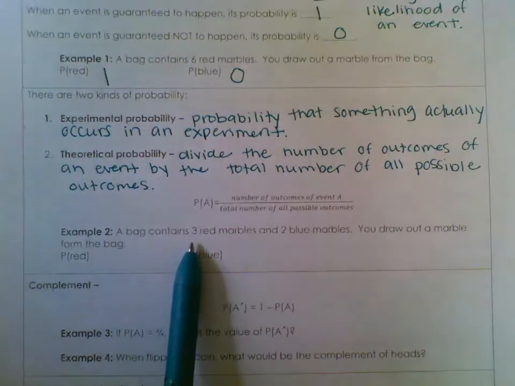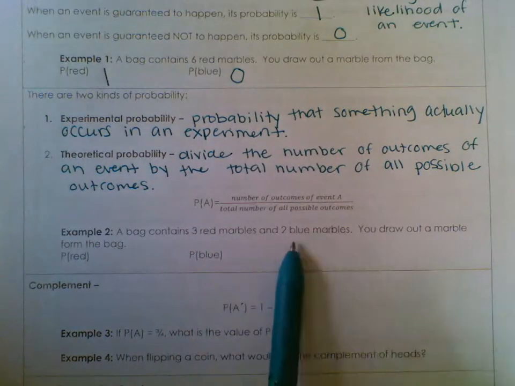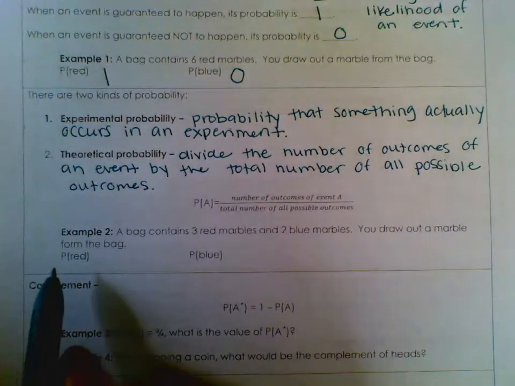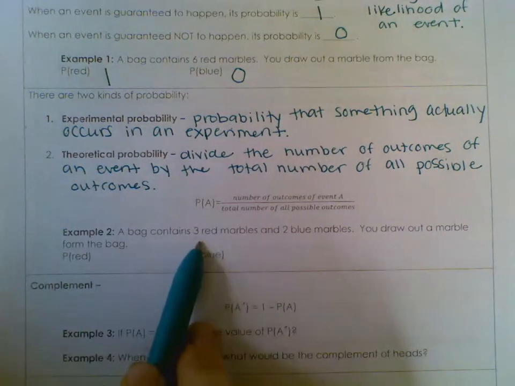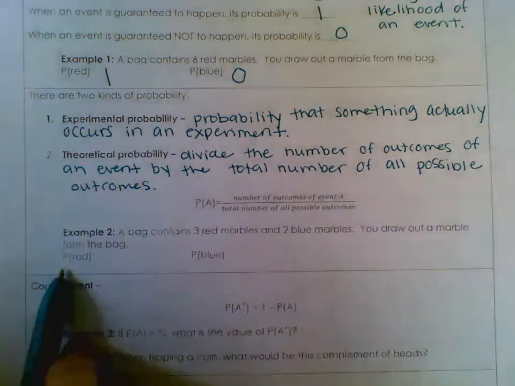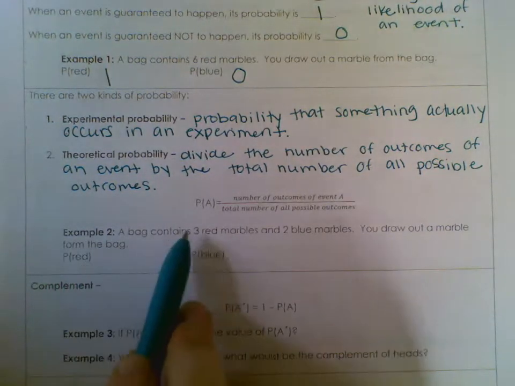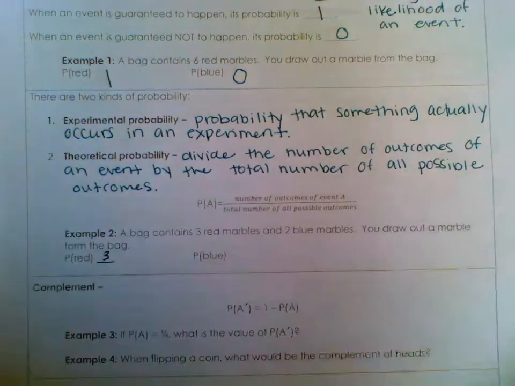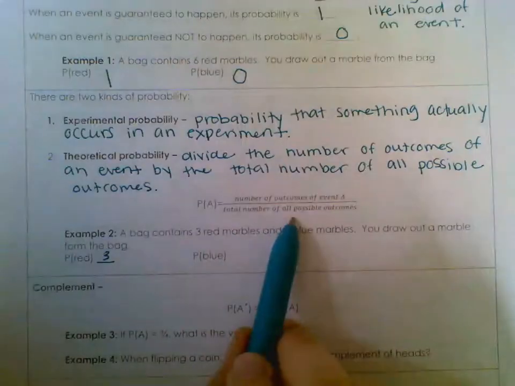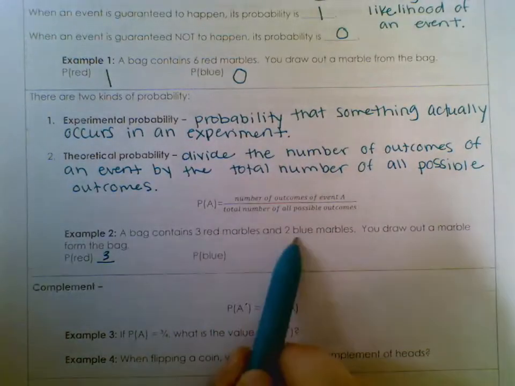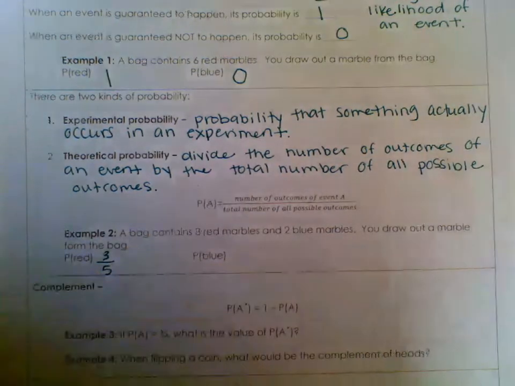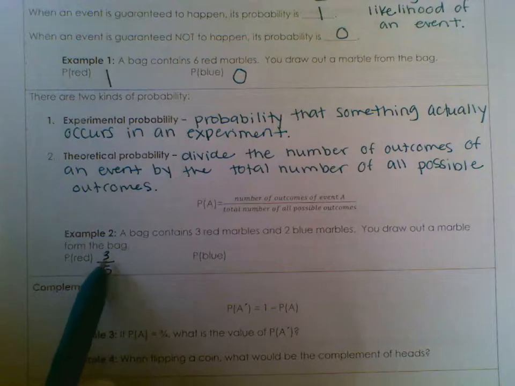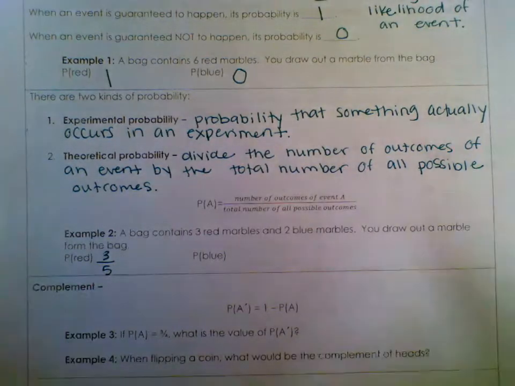Let's try an example. A bag contains 3 red marbles and 2 blue marbles. I want to draw a marble from the bag. There are 3 red marbles total. So if I'm trying to find the probability of red, the number of outcomes of that event is 3, because there are 3 red marbles. Out of how many outcomes total? Well, there are 5 total because there are 5 marbles. So the probability of getting red would be 3/5. 3 red marbles out of the total 5 marbles.